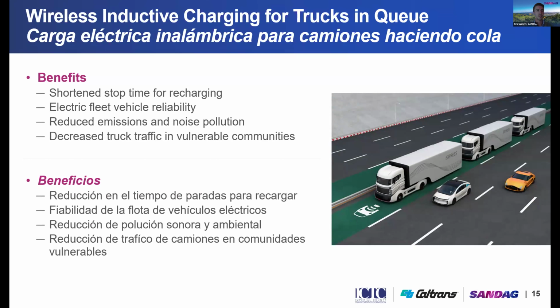So that's obviously great. It could reduce the stopping and charging time, improve reliability, reduce emissions, and decrease truck traffic on certain routes, because drivers would be incentivized to follow the routes where they could charge up. This could be especially useful in areas where there's queuing, such as near ports of entry and near ports, places where trucks are going pretty frequently and might have to wait a long time.